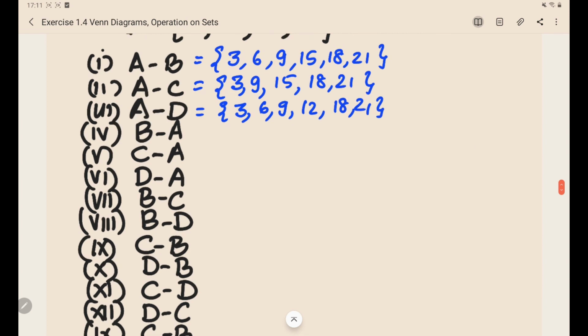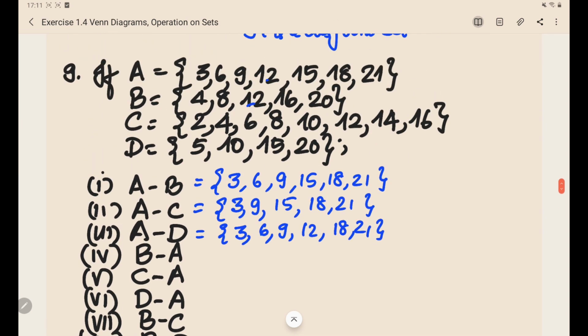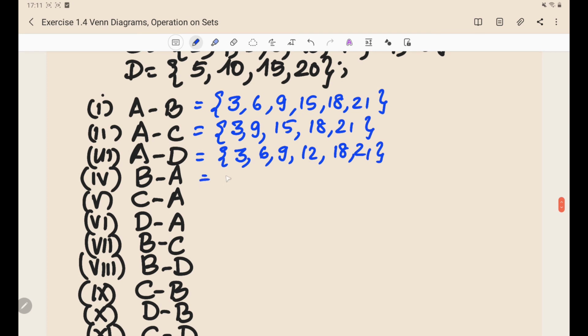Again for B minus A, all the elements of B and these elements should not be included inside A. So what are the elements of B? 4, 8, 12 is there in A, so you can't include it in B minus A. So 4, 8, 16 and 20 are the elements of B minus A.